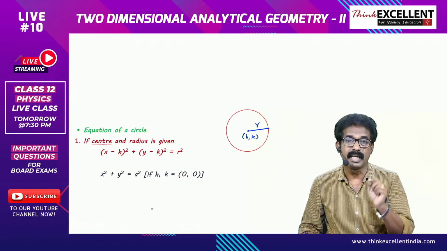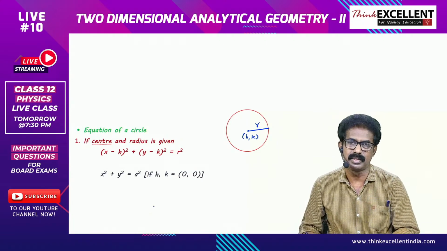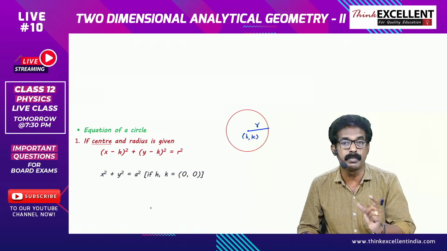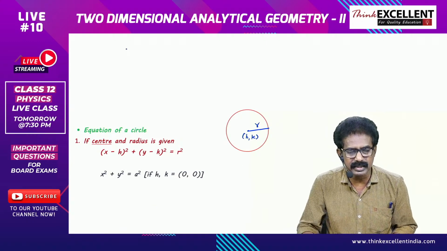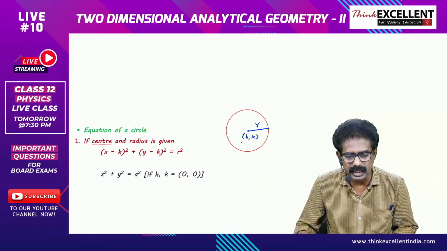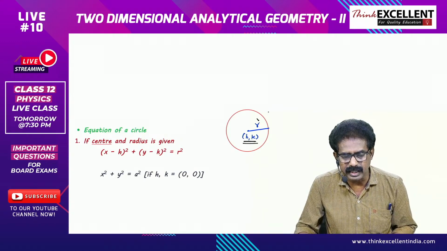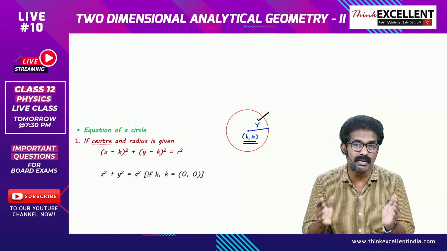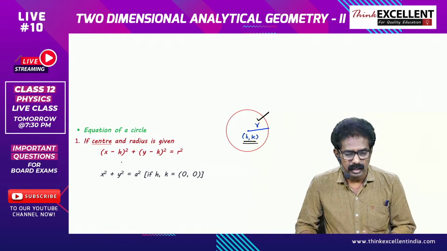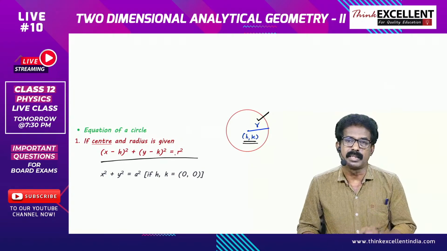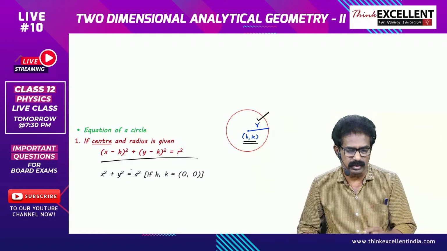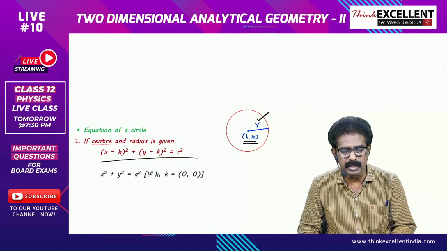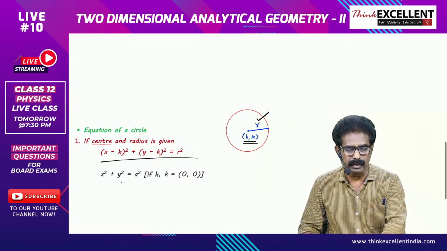One, they give center and radius. If center and radius are given, how do we find the equation? Center is h, k. Radius is r units. They give this in the question. They are giving center and radius. Question: find the equation of circle. Then the formula you have to use is x minus h the whole square plus y minus k the whole square equal to r square.